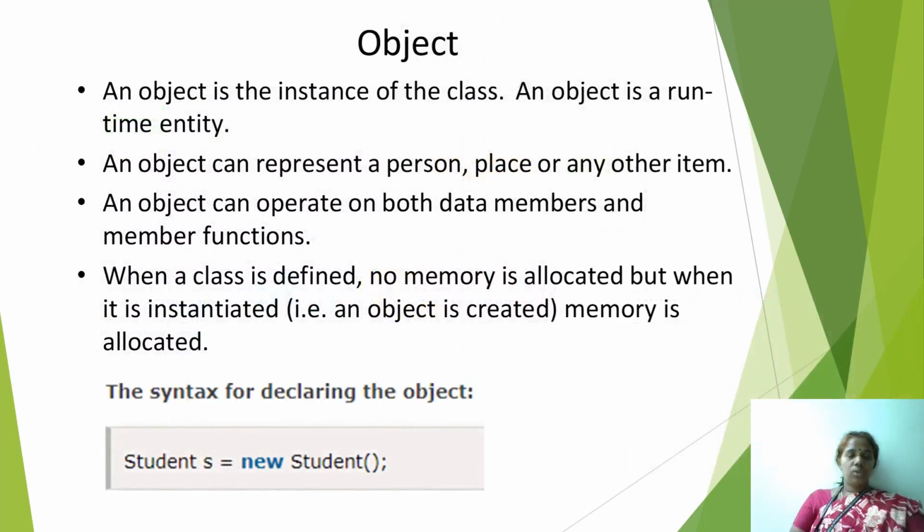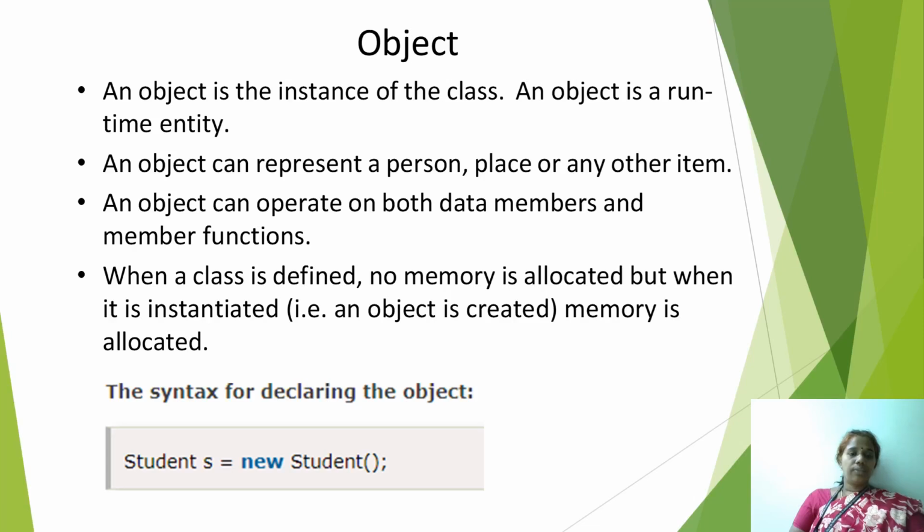Next we are going to see the next concept, object. This is a very important part of object oriented programming. Whatever program we write is based on objects only. An object is an instance of the class. An object is a runtime entity. An object can represent a person, place, or any other item. An object can operate on both data members and member functions.